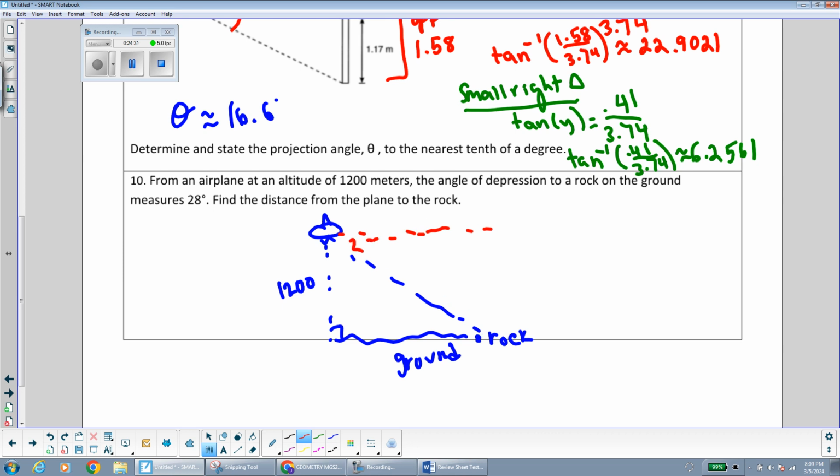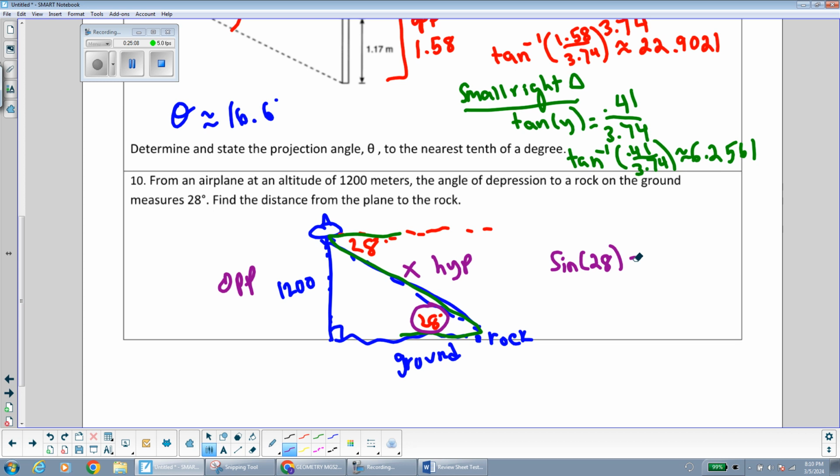So remember, your angle of depression is always outside of the right triangle. And remember that it is alternate interior with the angle of elevation. We need to find the distance from the plane to the rock. So we're looking for this side over here. Now that I have my focus angle inside of the right triangle, we have opposite. We're looking for hypotenuse. So I'm going to be using sine. Sine of the 28-degree angle is equal to opposite over hypotenuse.